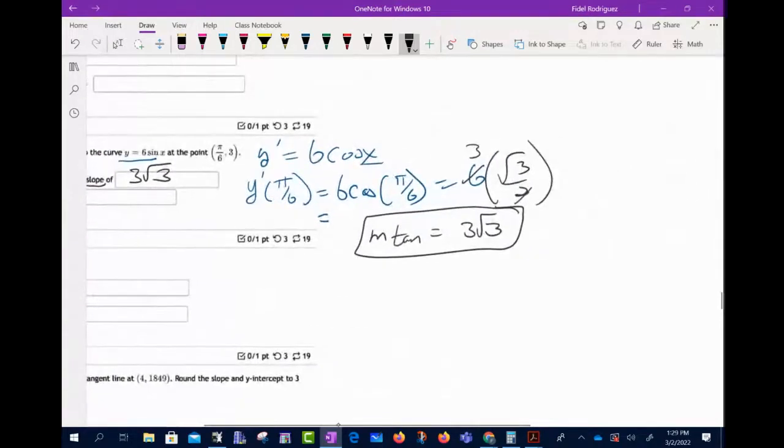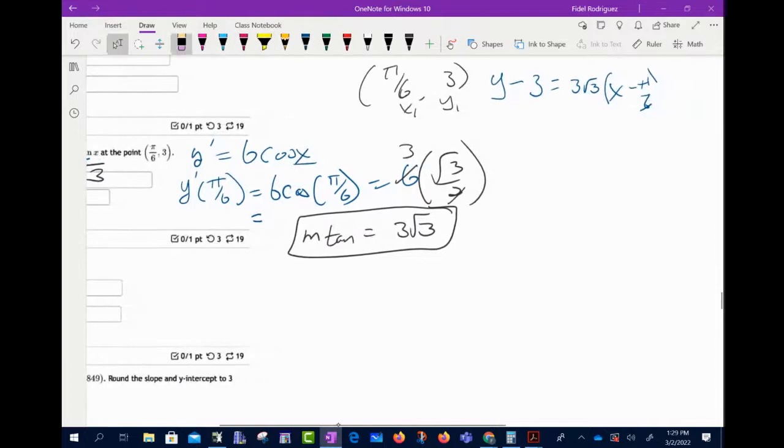So remember the point that we were giving y'all was pi over 6 and 3. Now this is my x1, that's my y1. So we're going to go y minus 3 equals 3 square root of 3 times x minus pi over 6. Let me move over so I have a little bit of room here, just a little bit neater.